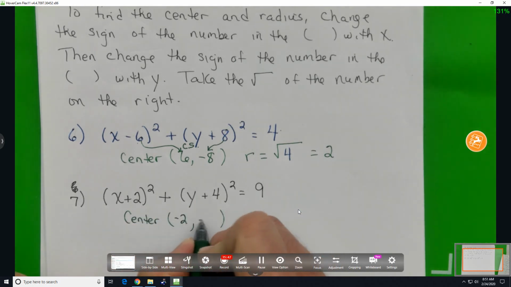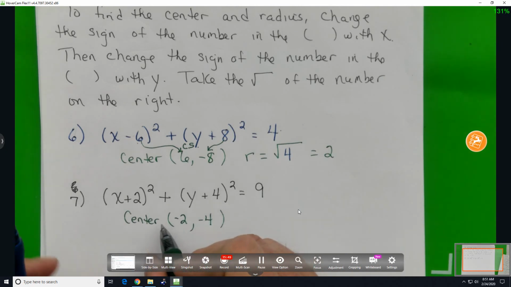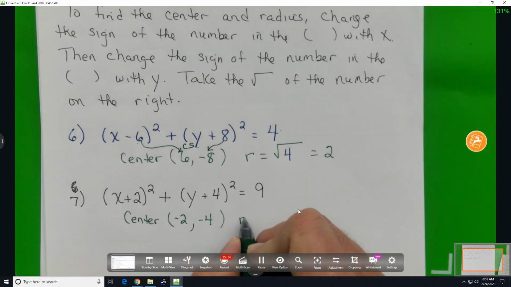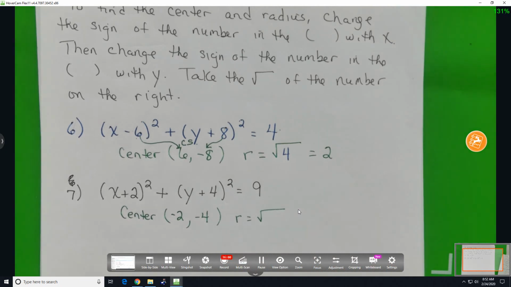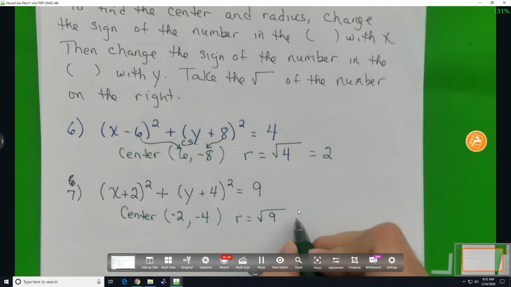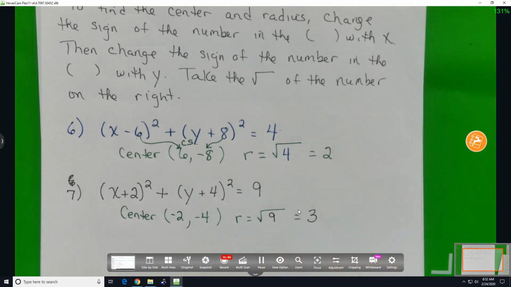-2, -4. Change the sign of the number in the parentheses with X. Change the sign of the number in the parentheses with Y. Take the square root of that last number, or the number on the right, however you want to word it. So the radius is 3.